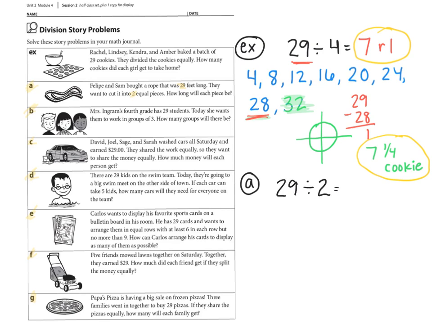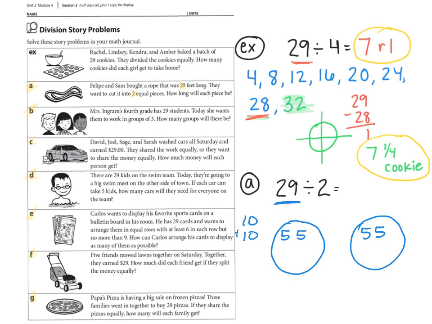Now I'm going to do a different strategy so that we can practice multiple strategies. I'm going to do the dealing out strategy. So I'm going to have 2 groups, and I'm going to deal out in chunks. So I'm going to look at 29, and I'm going to do 5s. So I know 5 and 5 is 10. I'm going to do another 5. 5 and 5 is 10. So right now I'm at 20. So that means I need 9 more.